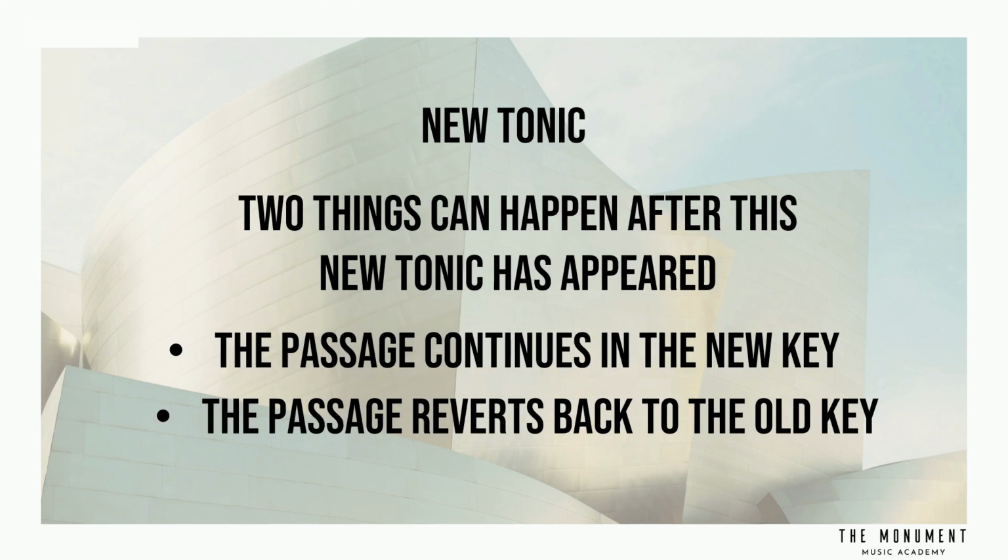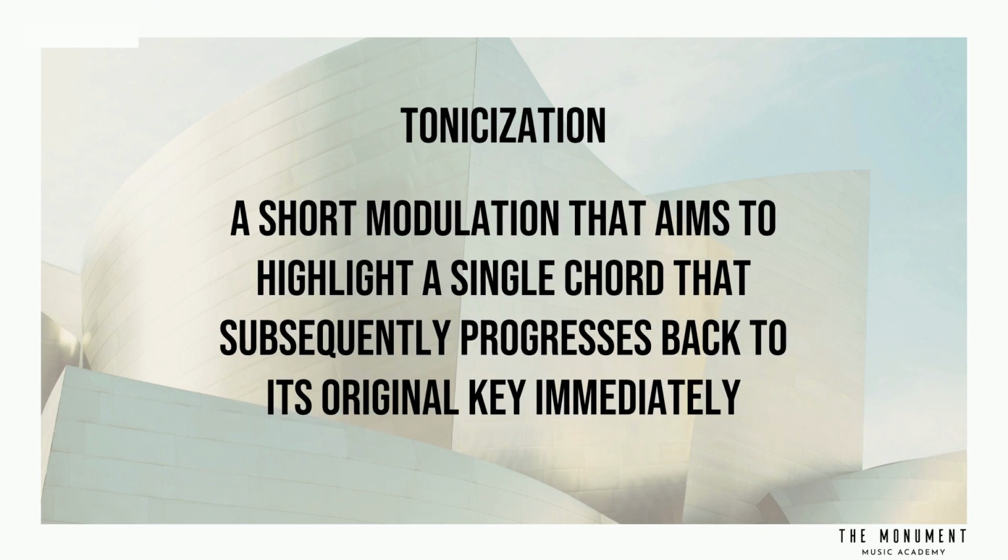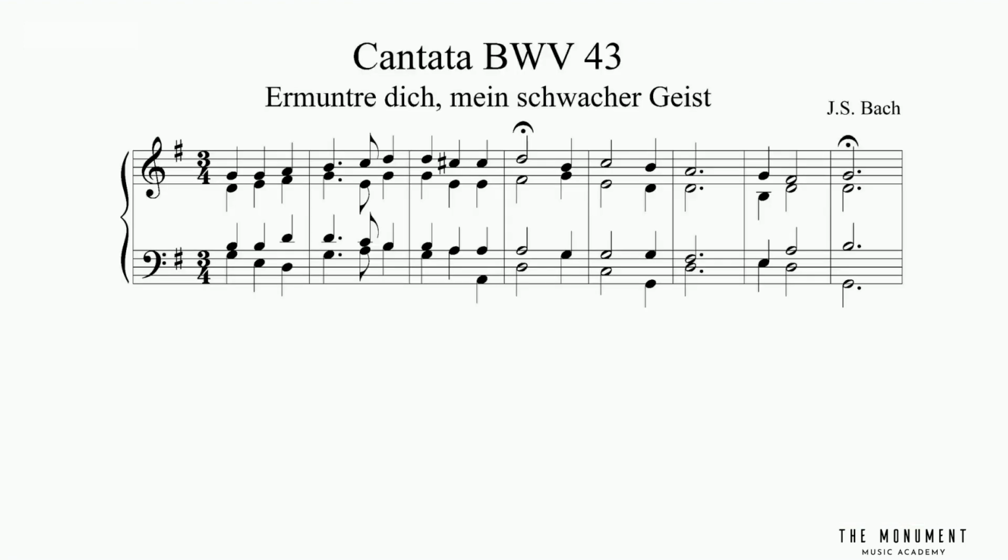Two things can happen after this new tonic has appeared. The passage can either continue in the new key or it can revert back to the old key. If the situation is the latter, we call it a tonicization. This is a short modulation that aims to highlight a single chord that subsequently progresses back to its original key immediately. Let's look at an example by Bach.